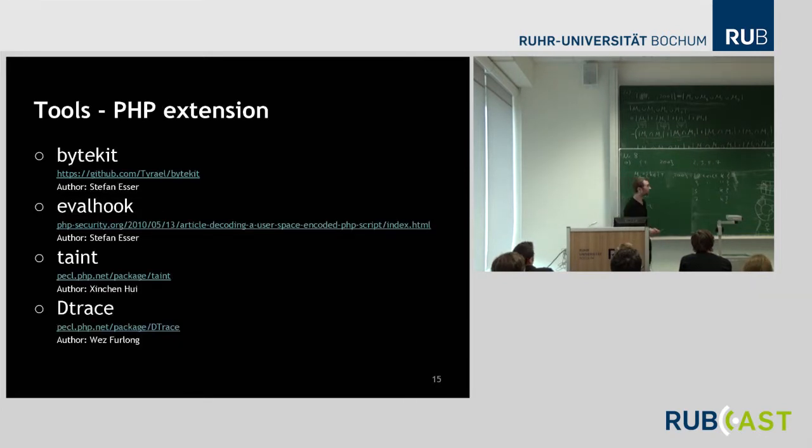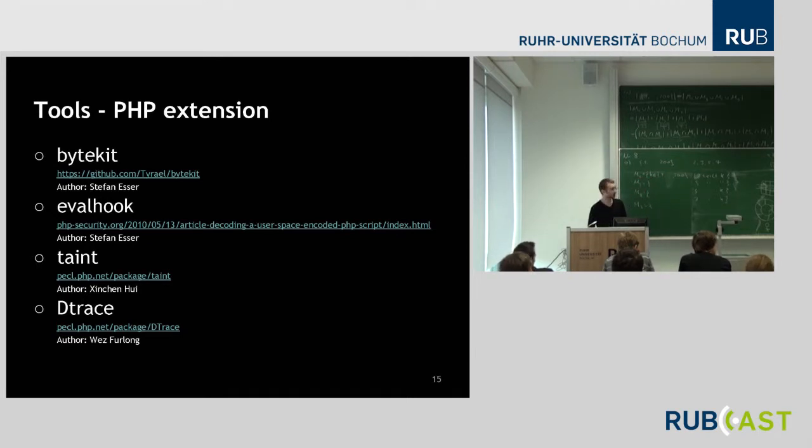And PHP extensions is actually my favorite section, because I think it's the cleanest way to do dynamic analysis in PHP. So, Bytekit, a really great tool written by Stefan Esser. He doesn't support it anymore, but still it's worth looking at because it's actually a framework. You can use functions from this tool. It provides an API. You can develop your own tools upon it. You can find Bytekit on GitHub, and there are presentations somewhere on the internet showing how to use this tool.